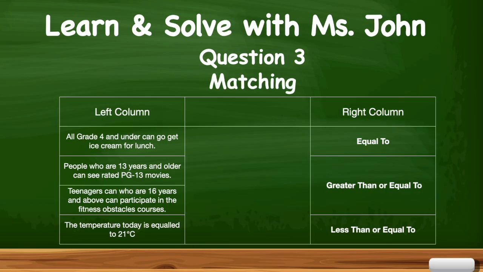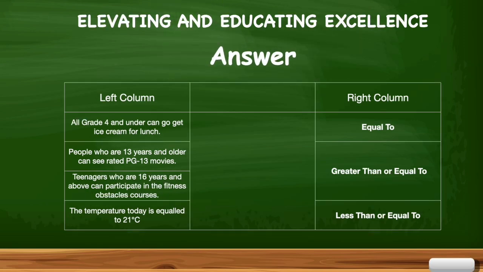Question number 3. You're going to read the statements in the left column. You're going to match it to the right column. You got this. Answer. All grade 4s and under can go get ice cream for lunch. So 4 and under representing less, therefore the answer is less than or equal to. People who are 13 years and older can see related PG movies. So 13 and older being greater, equal to, would be the answer.